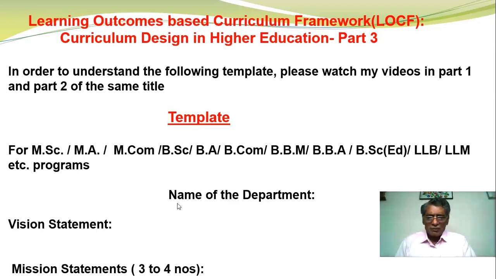First, you will be writing down the name of the department, then vision statement, as I mentioned, in a single sentence with the understanding which I have already explained in part 2. Then mission statements, 3 to 4 numbers, which mission statements are means to achieve the vision.